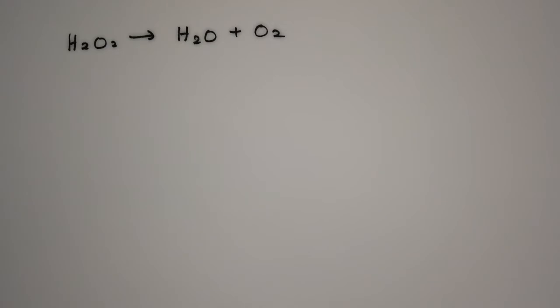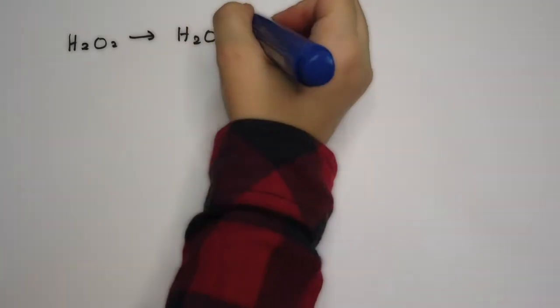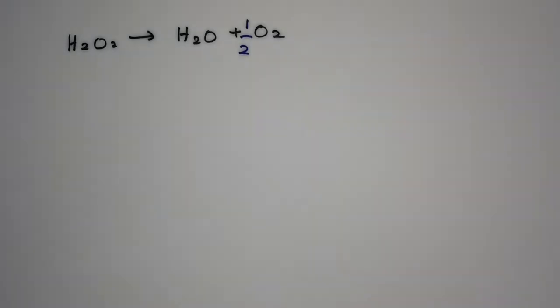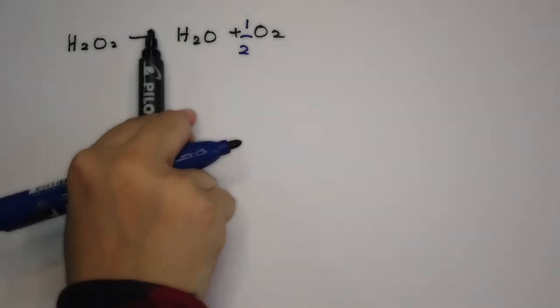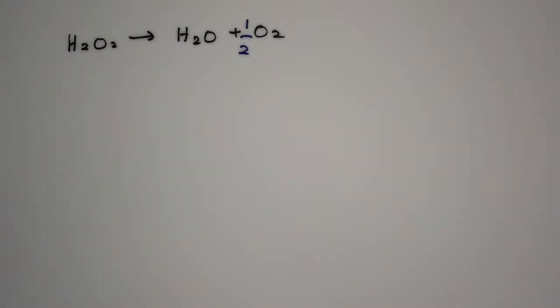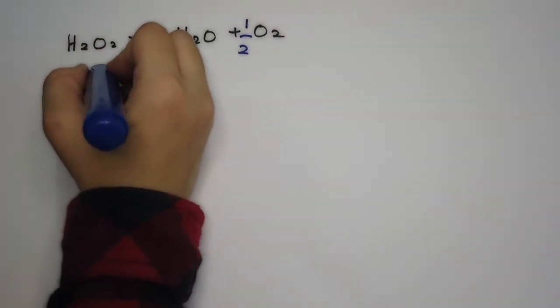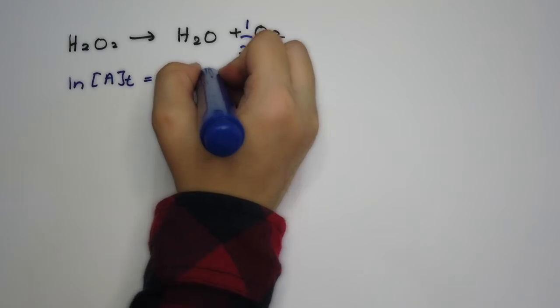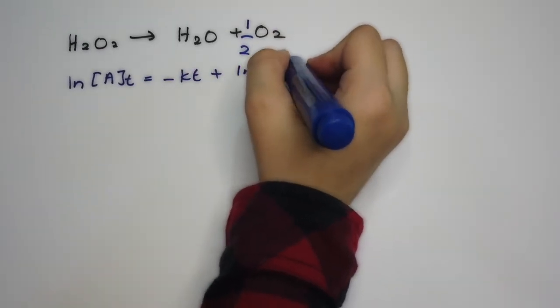How? We need to times 1 over 2. So this one, 1 plus 1 equals 2. So this is your balanced equation. The question also states that this reaction follows the first order reaction. For the first order reaction, you need to remember the formula is ln At equals negative Kt plus ln A naught.